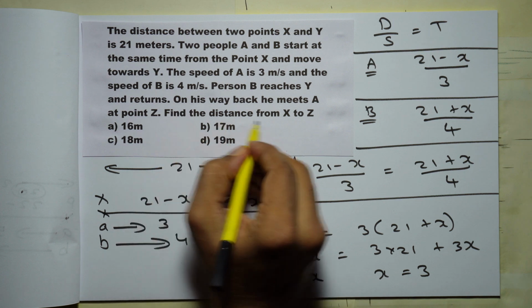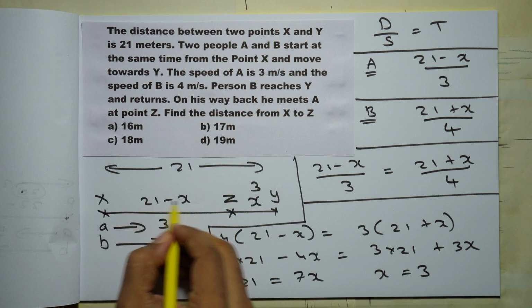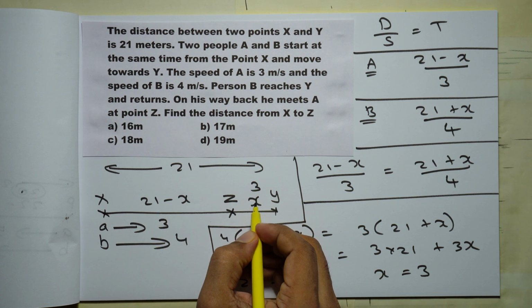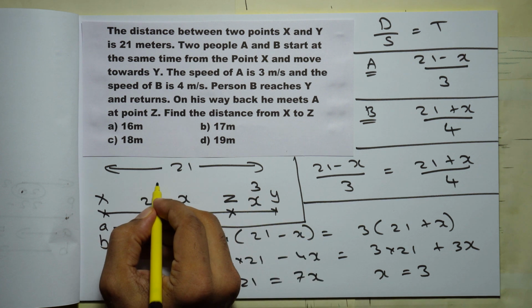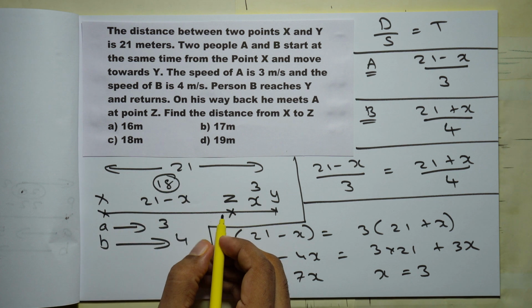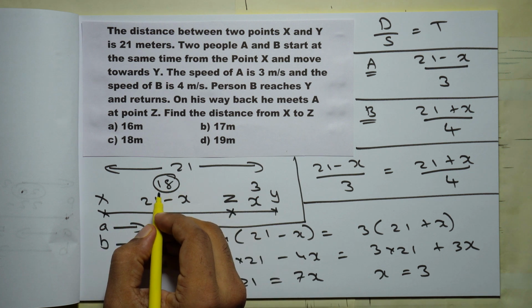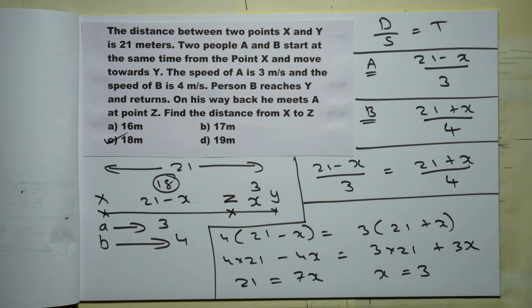Now the question is, what is the distance from X to Z? X to Z. That is 21 minus x, where x is 3. So 21 minus 3 gives you 18. So this distance is 18 meters. So find the distance from X to Z. This is 18 meters. Option C.